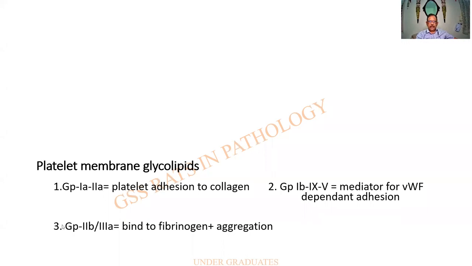So we'll go to the platelet membrane glycoproteins. We'll have to remember this. This will haunt us repeatedly. There are glycoprotein types. 1A and 2A help in adhesion to collagen. There is a glycoprotein 1B which gets attached to factor 9, and 5 is the mediator for von Willebrand's factor dependent adhesion. There is another set of glycoproteins, namely 2B and 3A, which bind to fibrinogen and help in aggregation. So these three sets of glycoproteins we shall be remembering.